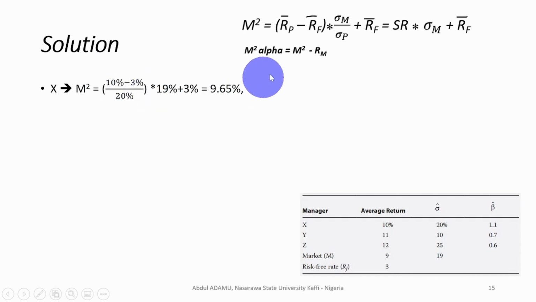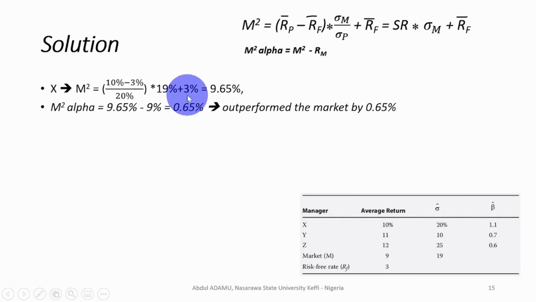We now multiply it by the standard deviation of the market, which is 19%. That is what we have here, plus the risk-free rate, which is 3%. If we evaluate this, we are going to get 9.65%. If we remove the return of the market, which is 9%, this minus 9% will give us the MSquare alpha.